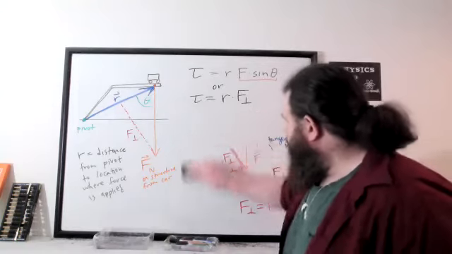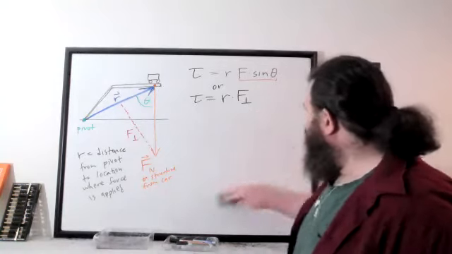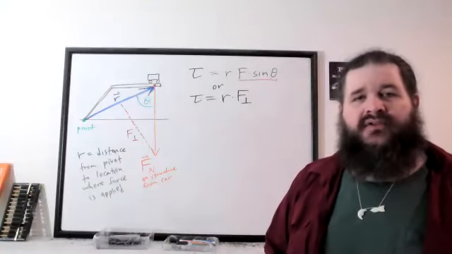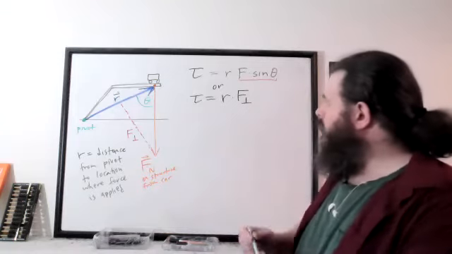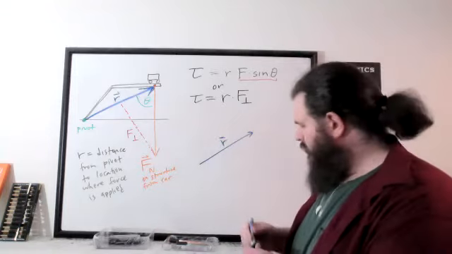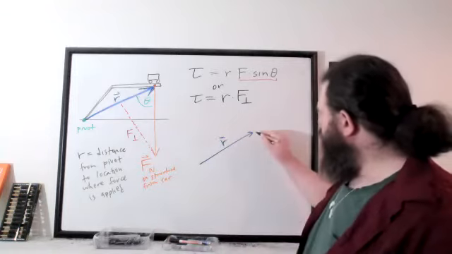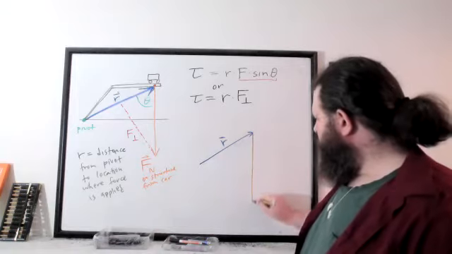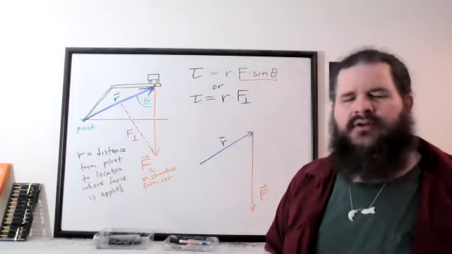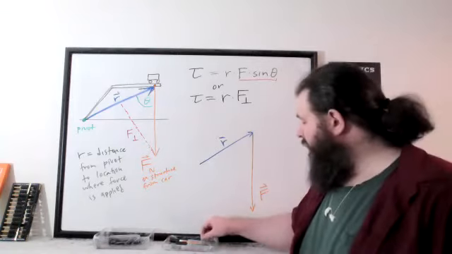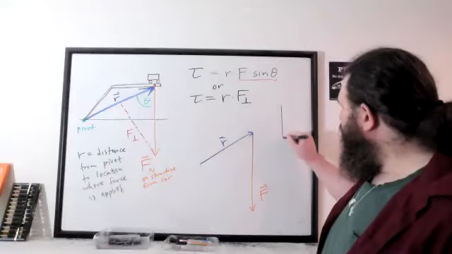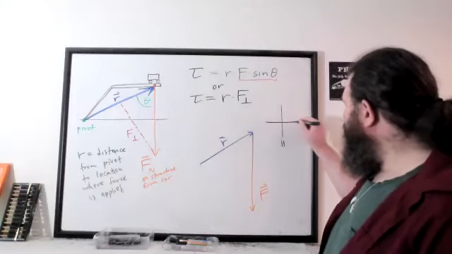Or alternatively, there's a third option. Instead of splitting the force into components based on an axis from the radius, we could split the radius into components using an axis based on the force. So drawing out this exact same situation again, radius vector and force vector. In this case, instead of drawing out axes parallel and perpendicular to the radius and splitting up the force, let's try the opposite approach. We'll draw out axes parallel to the force and perpendicular to the force.